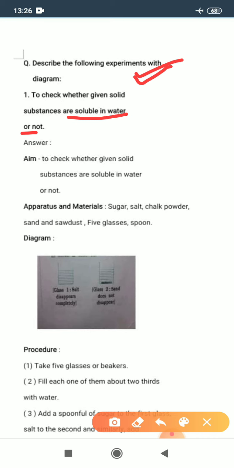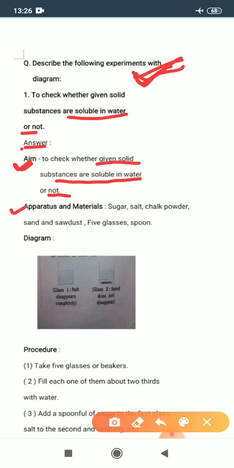So, in this experiment, you need to check whether the substances are soluble in water, that means well mixed in water, or not. So, answer, first of all, you write aim. What is our aim of this experiment? To check whether given solid substances are soluble in water or not.